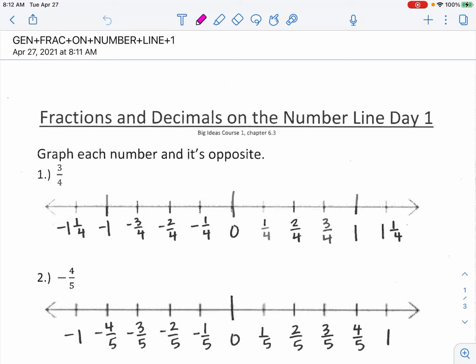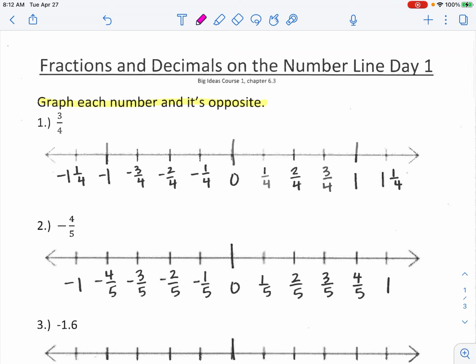Good morning. Okay, so we're still in our integer unit, and today we're going to work on graphing fractions and decimals on a number line. So directions say graph each number and its opposite. The number that we're graphing is 3/4. To graph a number on a number line, you're simply going to find the number and put a point at that number. Graph the number and its opposite.